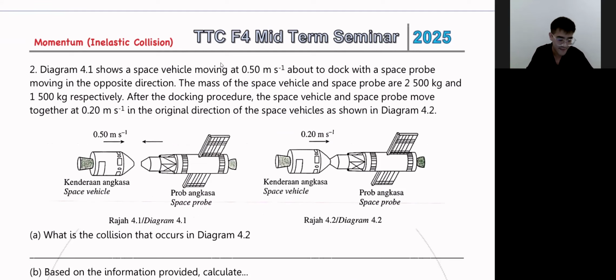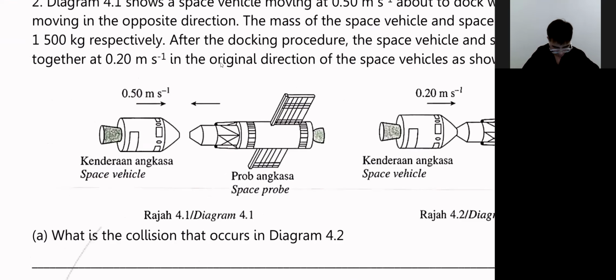So of course, you can read the question first. Question number 2 says diagram 4.1 shows a space vehicle moving at 0.5 meter per second, about to dock with a space prop moving in the opposite direction. So over here, you've got 2 objects. Number 1 is the space vehicle. Now, the space vehicle is the one that's supposed to carry the astronauts to space. Of course, a space vehicle can usually be the space shuttle.